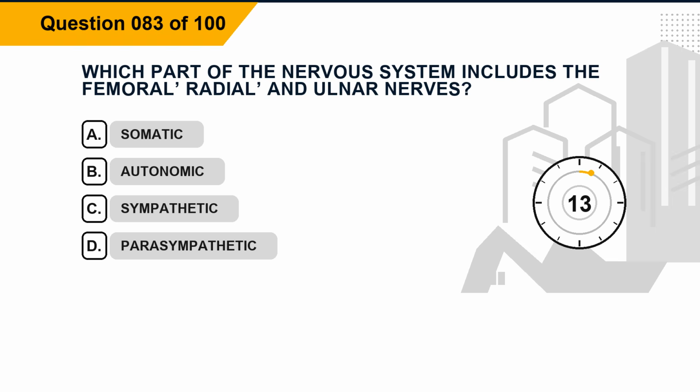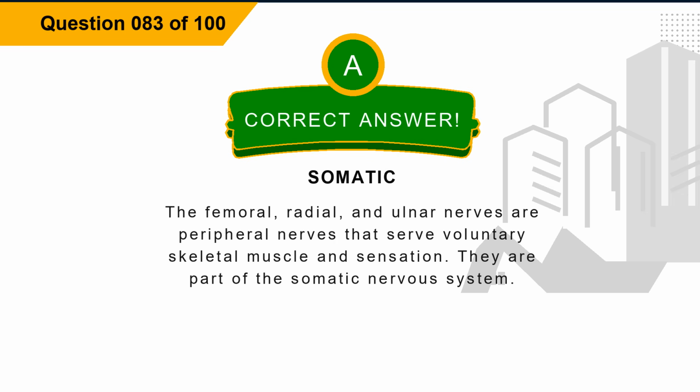Question 83. Which part of the nervous system includes the femoral, radial, and ulnar nerves? Option A, somatic. Option B, autonomic. Option C, sympathetic. Option D, parasympathetic. The correct answer is option A, somatic. Explanation. The femoral, radial, and ulnar nerves are peripheral nerves that serve voluntary skeletal muscle and sensation. They are part of the somatic nervous system.